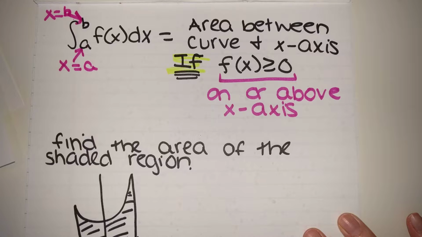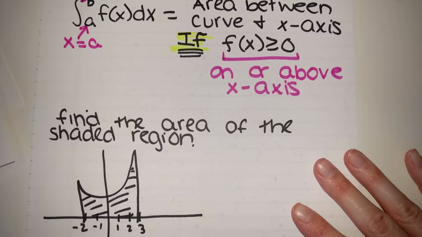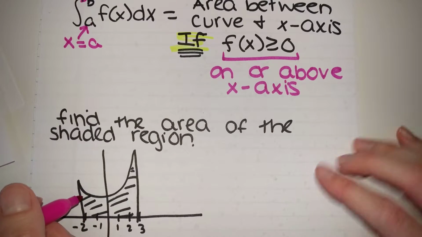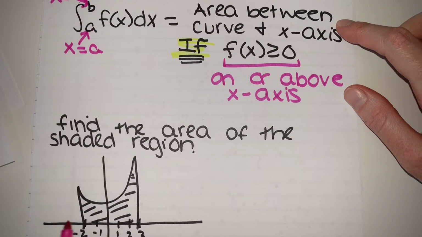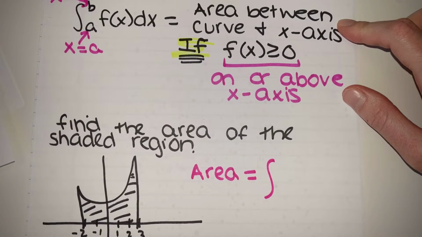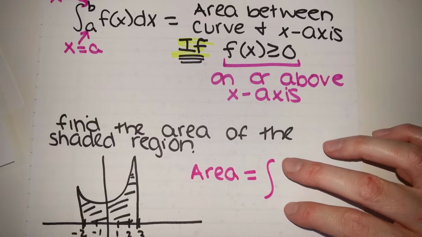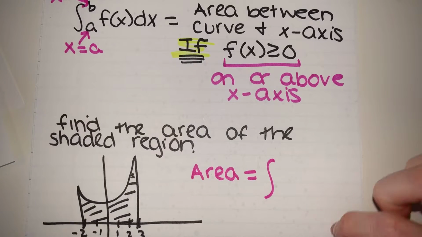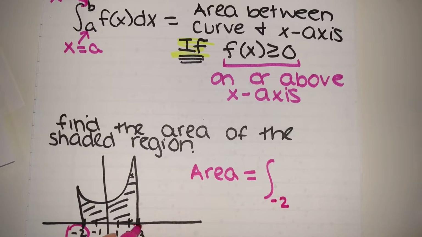All right, so this question asks us to find the area of the shaded region. And you'll notice that this curve is above the x-axis, and so this area will be equal to the definite integral, and we have to find our bounds. Now, remember, our bounds are always x values. So the lower bound is -2, and then the upper bound is +3. Now, just giving you this as a picture, you cannot solve the problem. All you can do is say that the lower bound is -2, upper bound is 3.